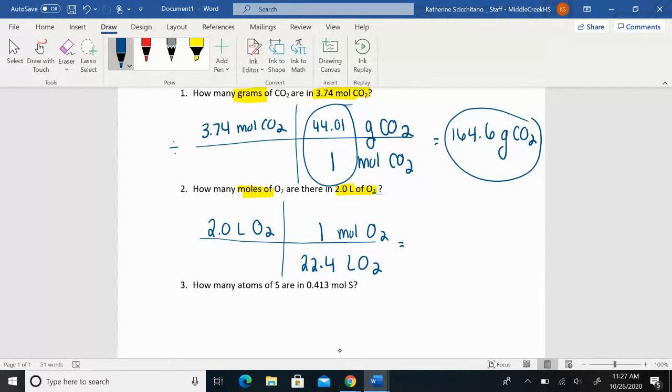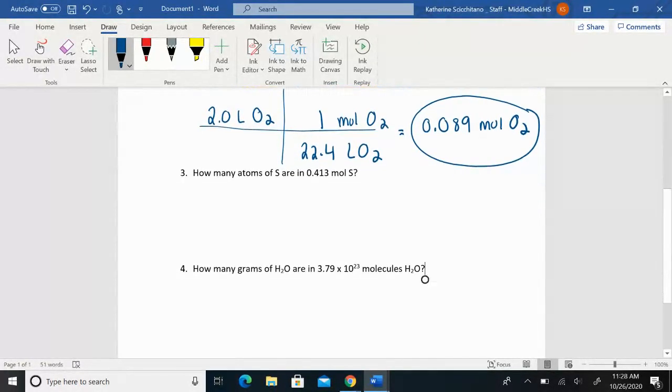And that will never change. So 22.4 liters. And that doesn't matter on the substance. So now we multiply across, get an answer, and then divide on the bottom. And so your final answer here should be 0.089, and the units are going to be moles of oxygen.